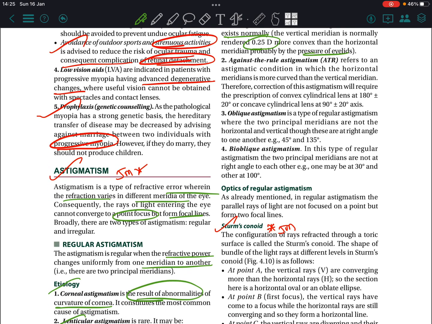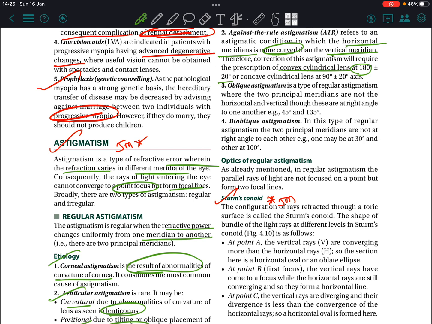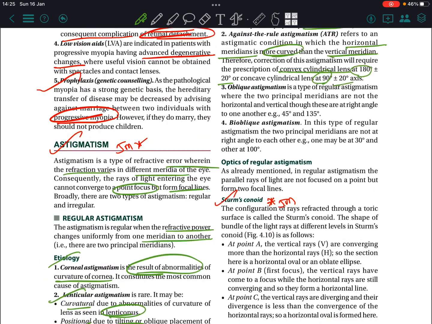Against-the-rule astigmatism refers to an astigmatic condition in which the horizontal meridian is more curved than the vertical meridian. Therefore, correction of this will require the prescription of a convex cylindrical lens at 180 degrees plus or minus 20 degrees, or a concave cylindrical lens at 90 degrees plus or minus 20 degrees axis.